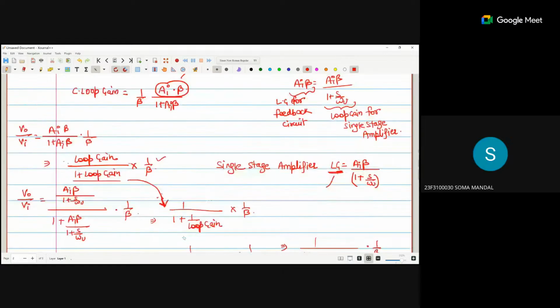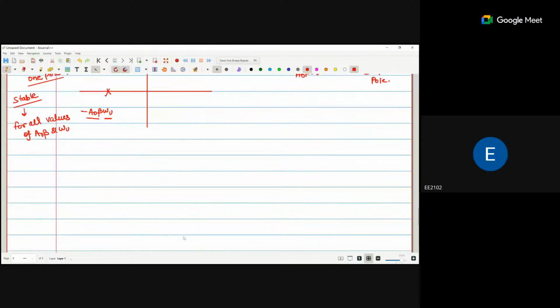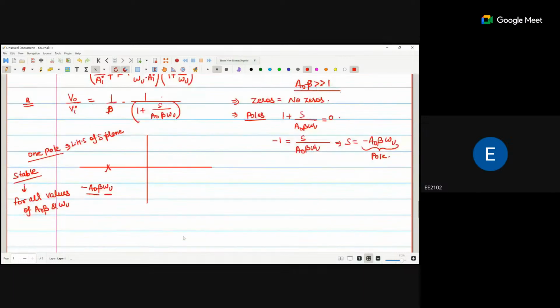Now, there are two parameters on which the stability will be defined. One is A naught beta, that is the loop gain, and the second is the open loop bandwidth.